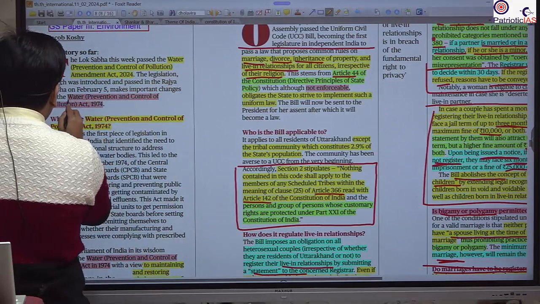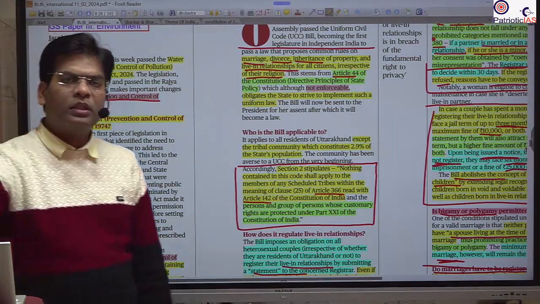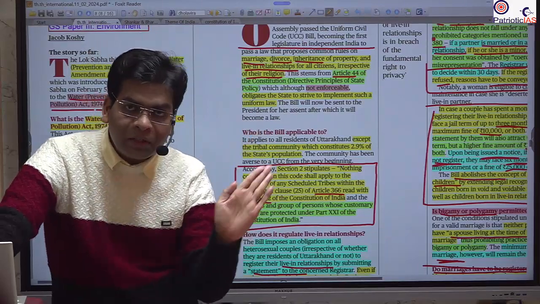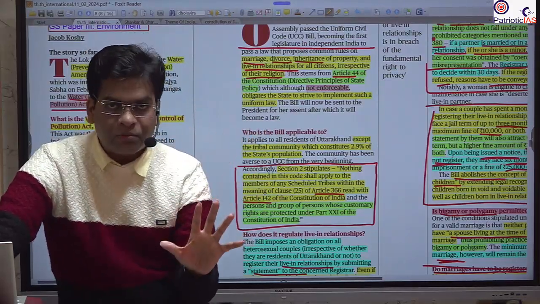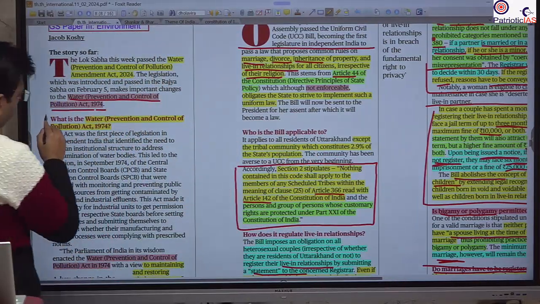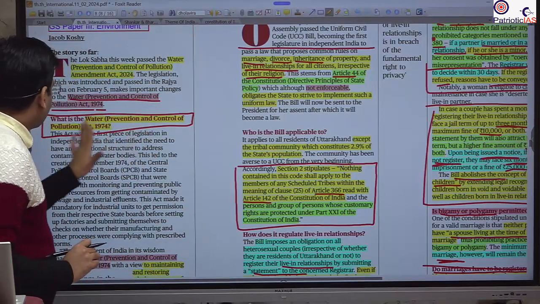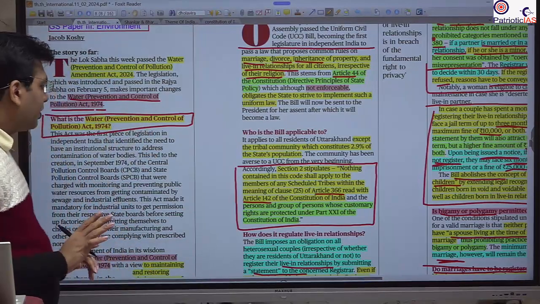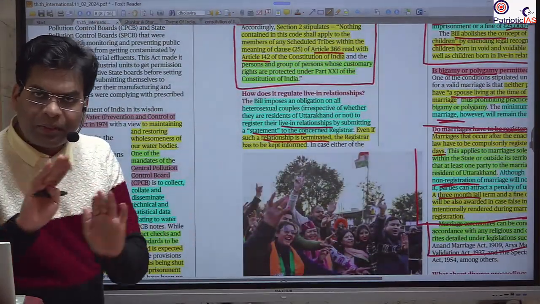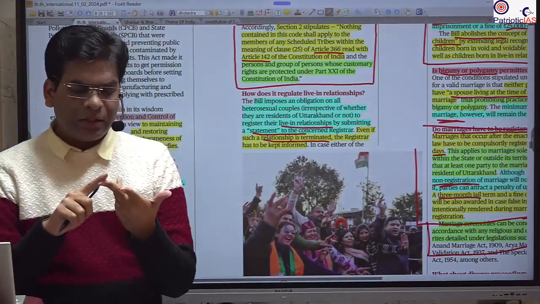So you should know that there is the Water Prevention and Control of Pollution Act 1974. You should also understand that we already had the Wildlife Protection Act 1972. From there we started environmental protection. So after the Wildlife Protection Act, we came up with the Water Prevention and Control of Pollution Act 1974. After that, we came up with the Air Prevention and Control of Pollution Act, which was 1981, and after that there was the Environmental Protection Act 1986. Please remember the sequence. First the Wildlife Protection Act, after that water, then air, then the environment.